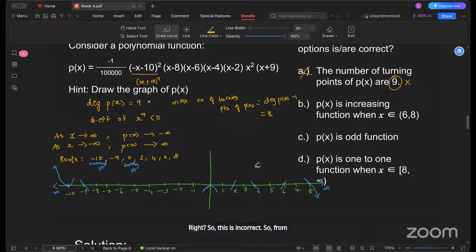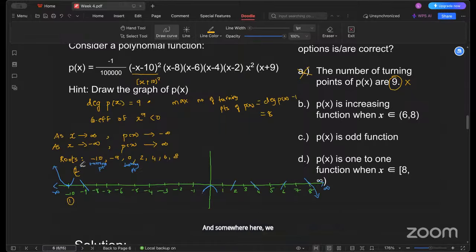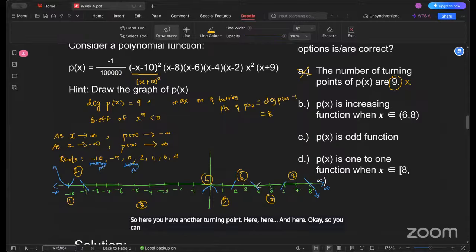So from here, we can check how many turning points it will have. For example, let's put the numbers. This is the first turning point, and somewhere here we will have another turning point, and somewhere below here another. Here you will have another, and here another. And there will be one between the 0 and 2 also. Oh yes, correct, I missed it. So here you have another turning point, here, here, and here. So you can have turning points only in these places. You cannot have more turning points.